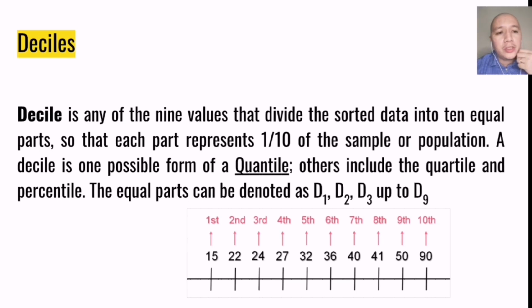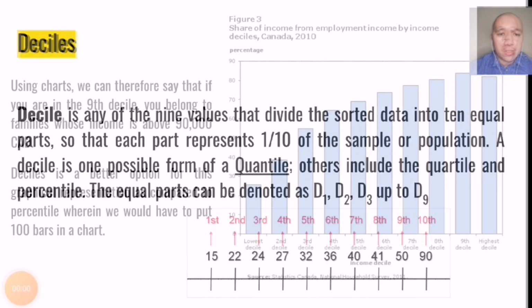And then the equal parts can be denoted as D sub 1, D sub 2, D sub 3, up to D sub 9. So if you would see on the picture below, let's say you are in the first decile, that means it covers 1 to 15. Now if you're on the second decile, it covers 16 to 22. So that's how decile works.